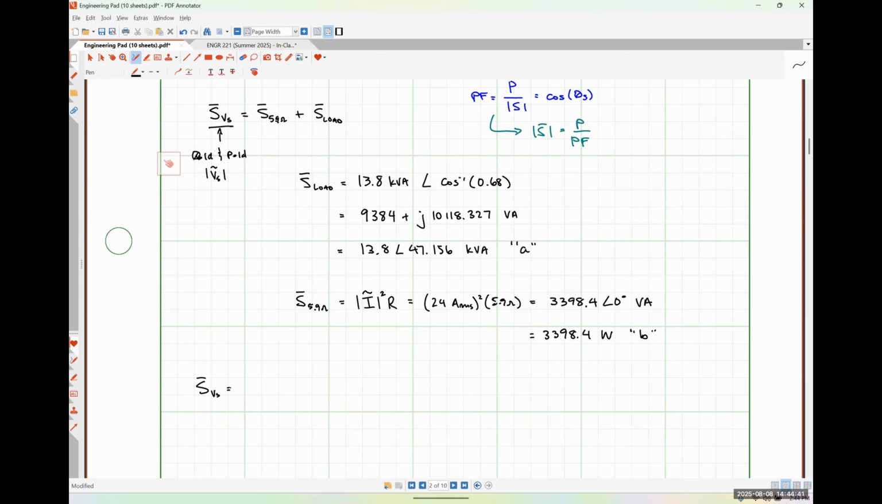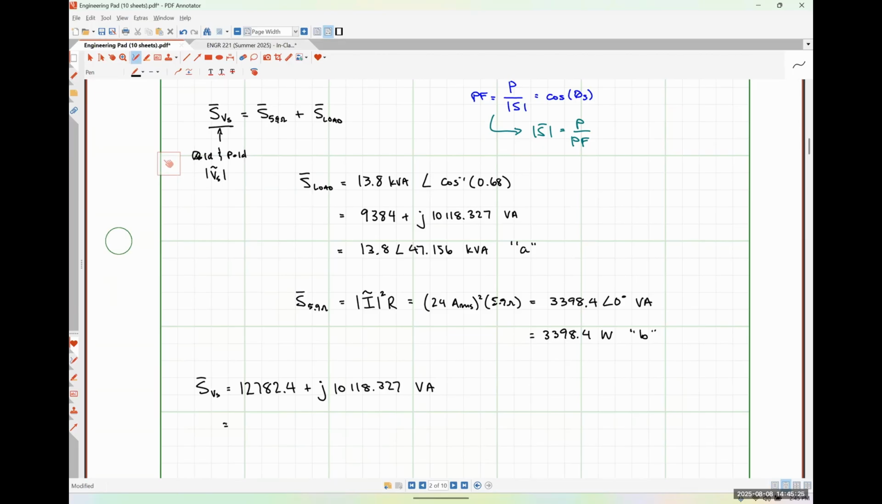So what I have stored in my calculator as A plus what I have stored in my calculator as B, sorry, pressed the wrong button, gives me 12,782.4 plus j 10,118.327. This is in volt amperes.